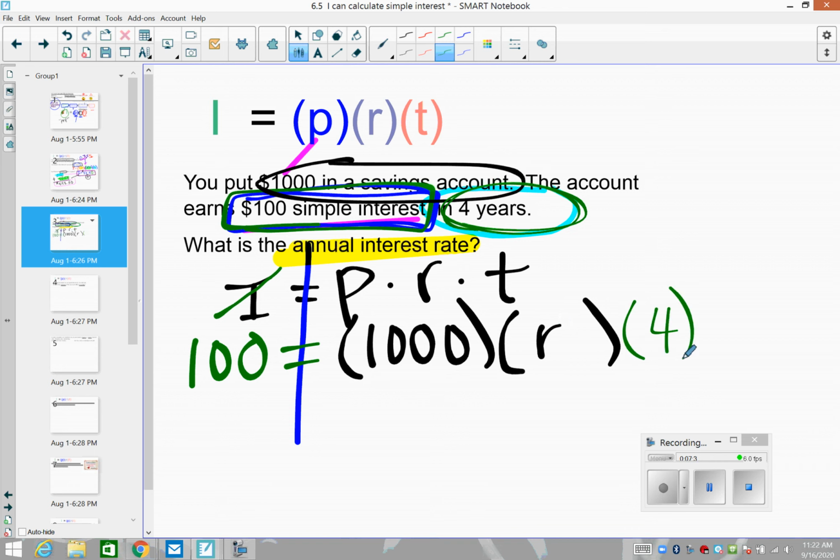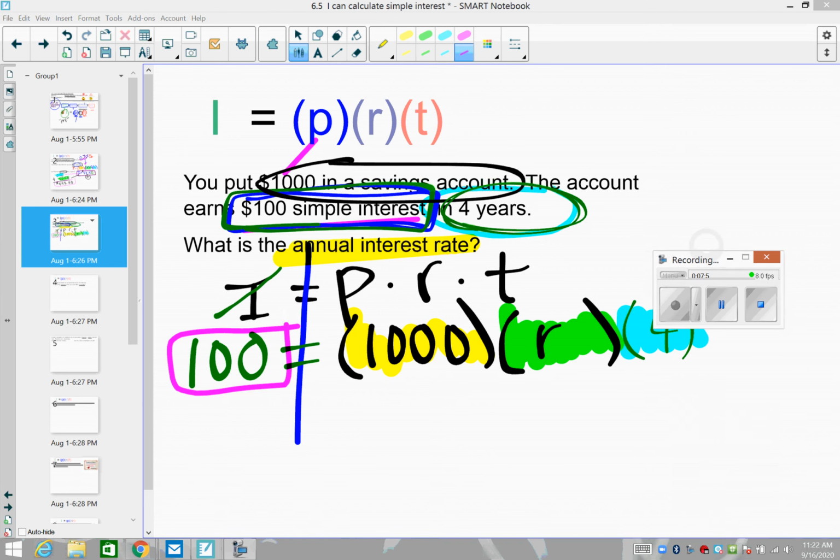So let's talk through what I just did. The principal is 1,000, the starting amount. The rate is a percent that's unknown. We're going to solve for that. And the time is 4 years. What else was given to us is how much money you earn. But what we don't know is the rate that the bank paid.